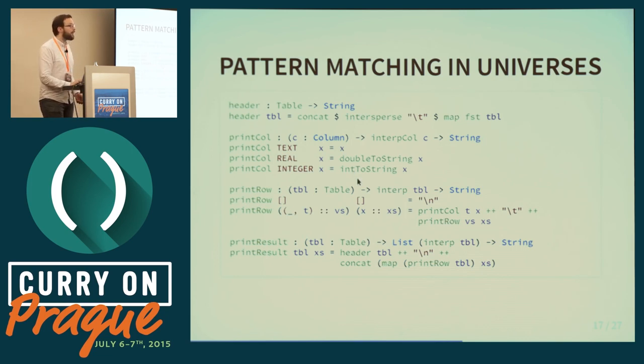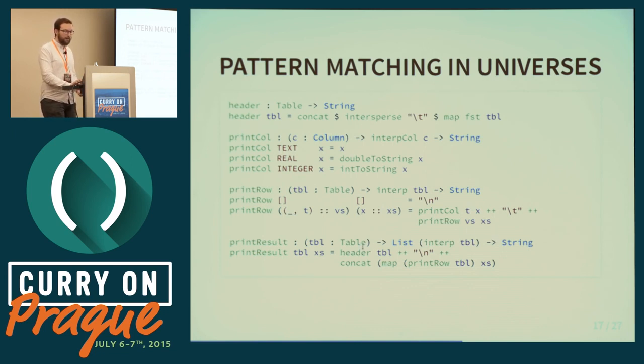I can print a row the same way. I look at the schema, and if the schema is empty, I know the row is empty, so I return the new line character. If the schema contains some column type t, and then some more columns, then I know that there's going to be an accessible value. And so I can use my print call to get that value using the type from the schema, and then I print the rest of the row.